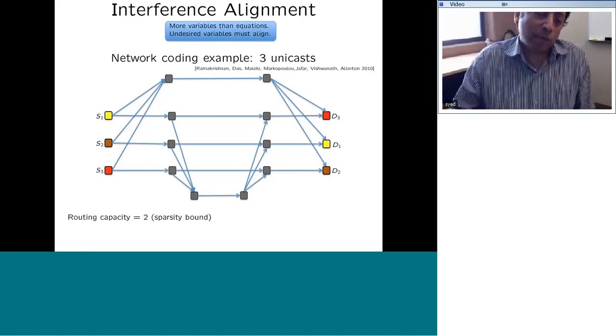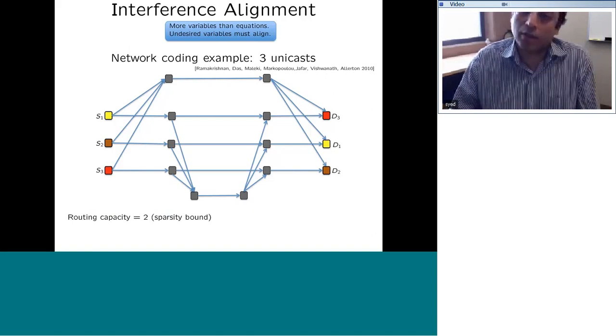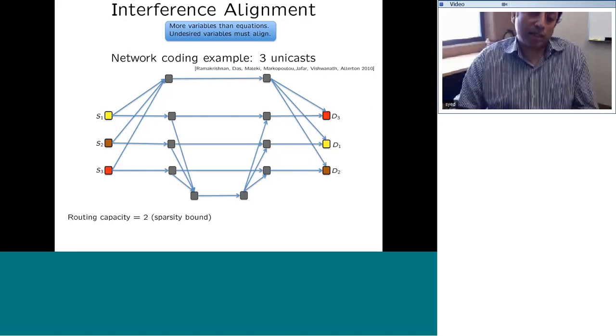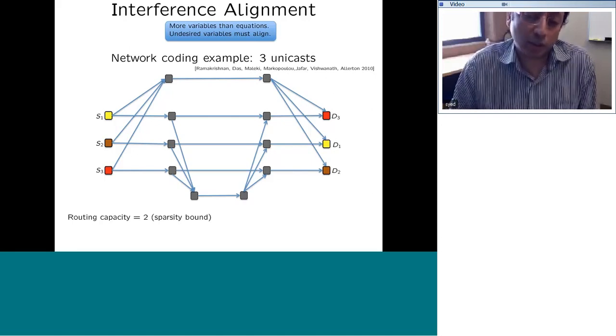And again, when I'm mentioning capacity, it's always a normalized capacity, meaning assume all these links have the same capacity, which, if you're operating over GF(q), is log q, as I said before. So the basic unit of capacity is the 1 link capacity. In those units, the routing capacity here is 2.